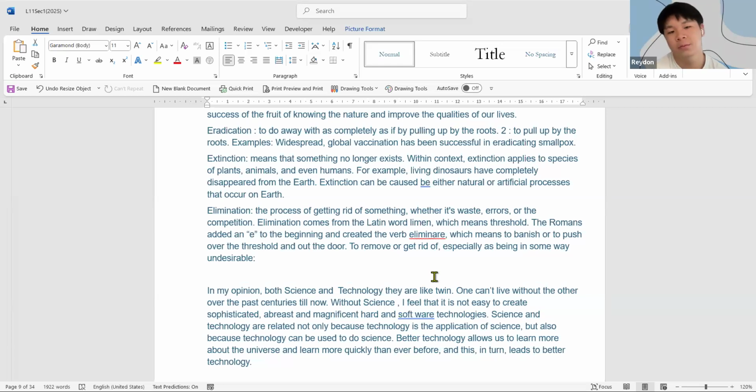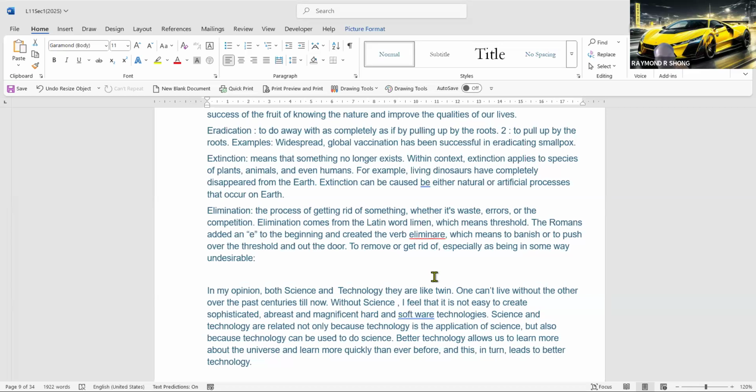Eradication. Why is it eradication? Because eradication is like elimination, but more neutral. Eradication can get rid of both good and bad things. Eradication can, for example, get rid of a virus, but it can also get rid of something good. That's all. Thank you, Raiden.